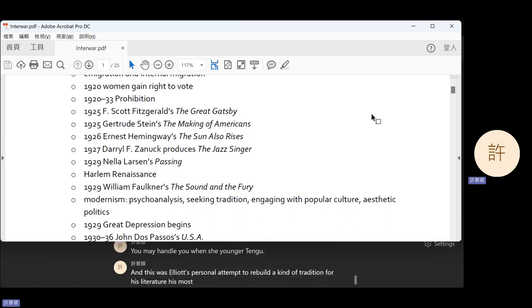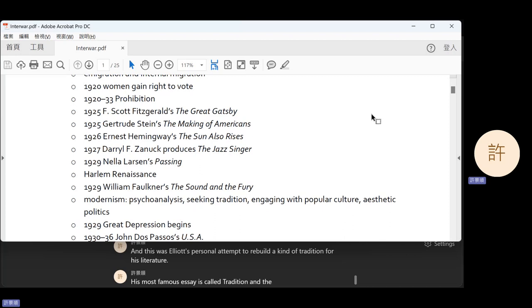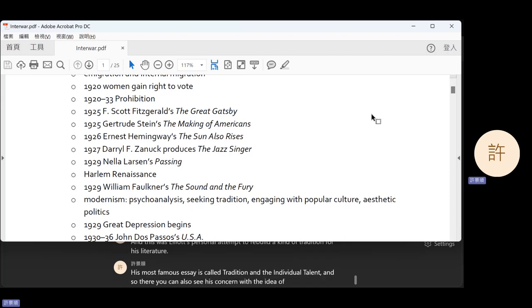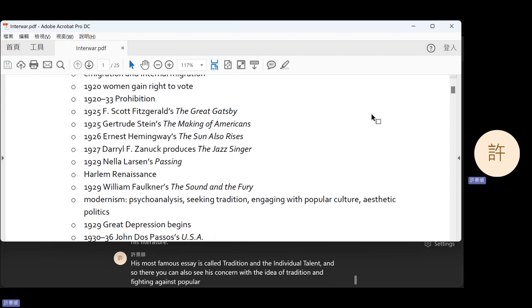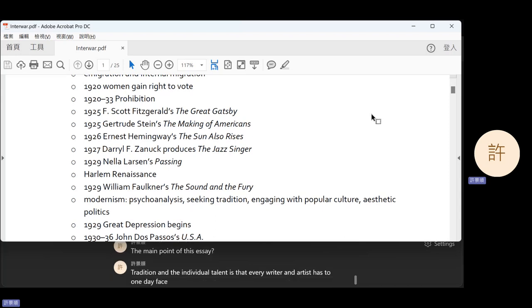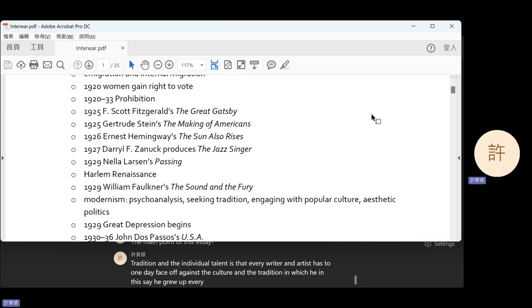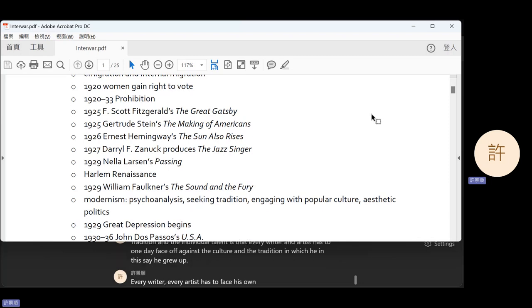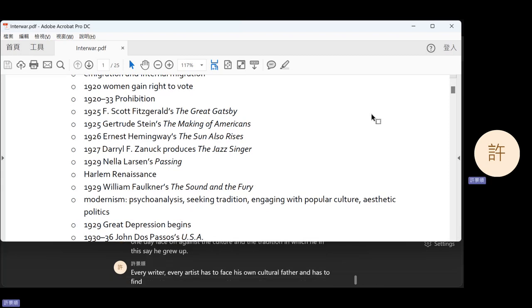His most famous essay is called Tradition and the Individual Talent. And so there you can also see his concern with the idea of tradition and fighting against popular culture. The main point of this essay is that every writer and artist has to one day face off against the culture and the tradition in which he grew up. Every writer, every artist has to face his own cultural father and has to find a way to be different and to be better.